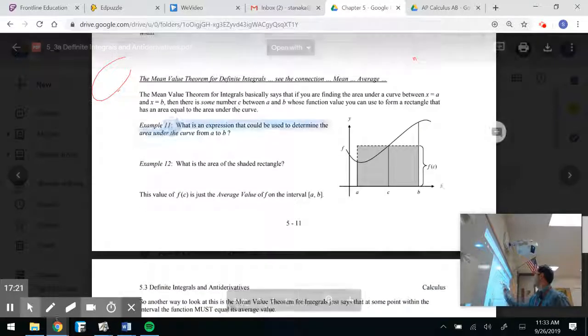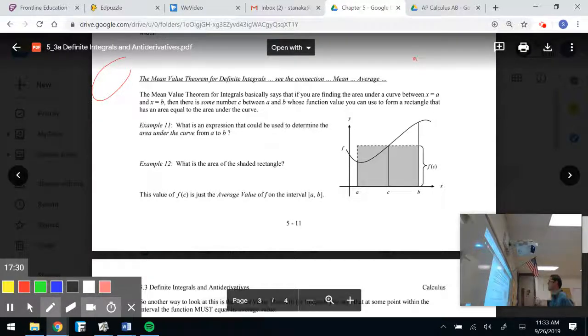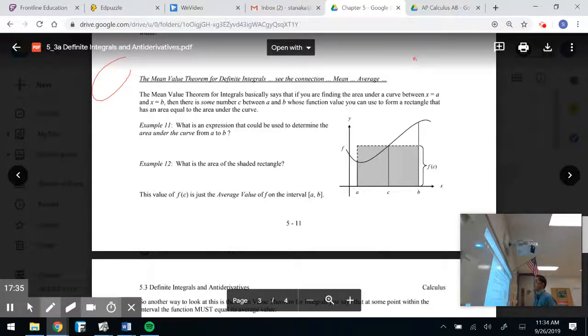The mean value theorem for definite integrals. See the connection? Mean, average, let's go. The mean value theorem for integrals basically says that if you are finding the area under a curve between A and B, then there is some C. So if I find the area of this, I'm going to make that whole thing red. We get some answer for that, that's the area from the curve to the x-axis.